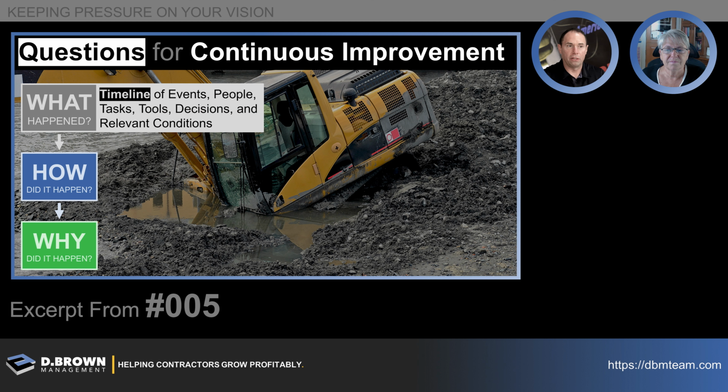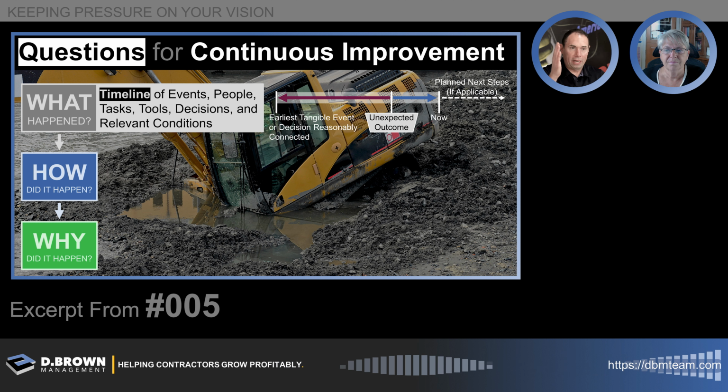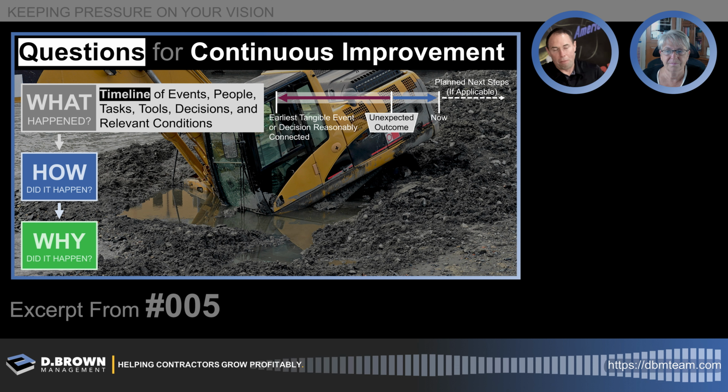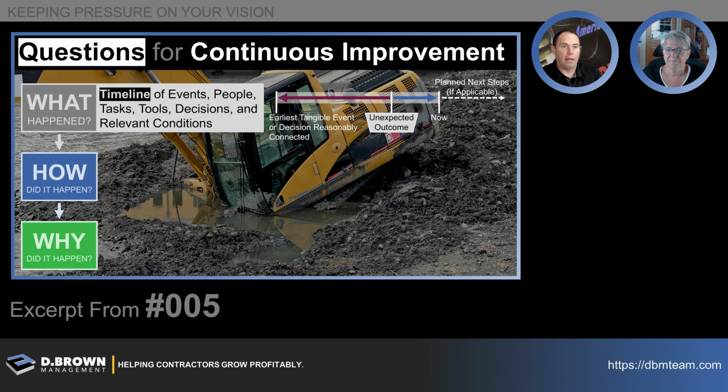Usually, the timeline of events, who were the people involved, and this is not looking for blaming a person. It's just saying who was there, who was involved, what were the tasks, what were the tools, what were the decisions that were made, what were the relevant conditions. To me, you start with the timeline: here's our unexpected outcome demarcation point. We might have played that forward from there, so we might be here. The issue may or may not be resolved yet. But either way, let's take the timeline back to the earliest tangible event or decision that was reasonably connected, and start really laying those things out.